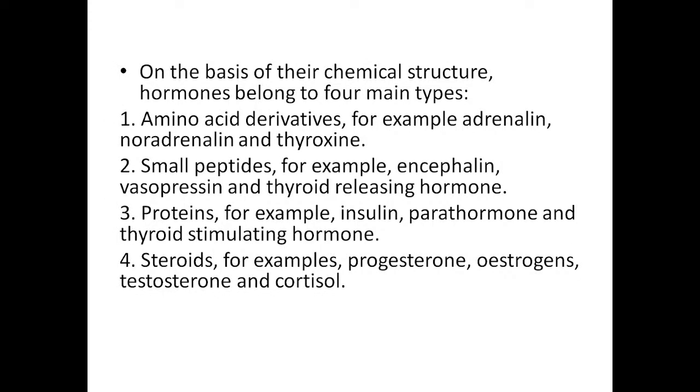On the basis of their chemical structure, hormones belong to four main types. Amino acid derivatives, for example, adrenaline, noradrenaline, and thyroxine. Small peptides, for example, enkephalin, vasopressin, and thyrotropin-releasing hormone. Proteins, for example, insulin, parathormone, and thyroid-stimulating hormone. Steroids, for example, progesterone, estrogens, testosterone, and cortisol.